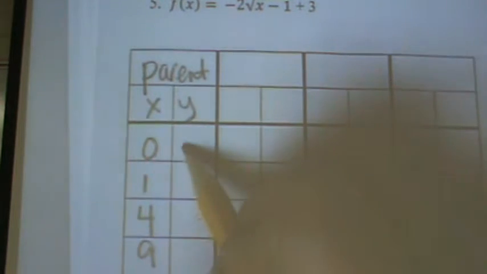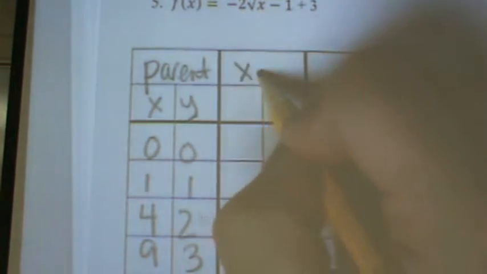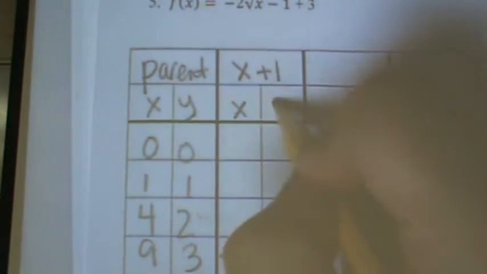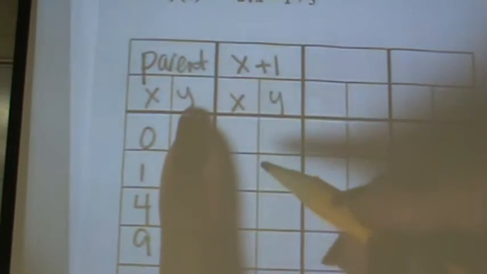Tell me what to do. What's the parent? 0, 1, 4, 9. 0, 1, 2, 3. Okay, first step. X plus 1. So what do you get when you add 1? And a lot of times I'll do that. I'll put my finger over the y so I look just at the x's.